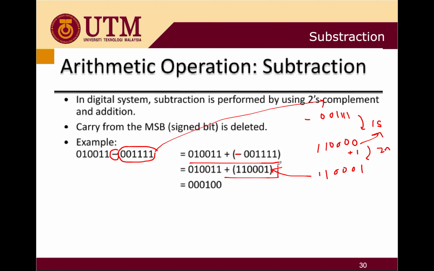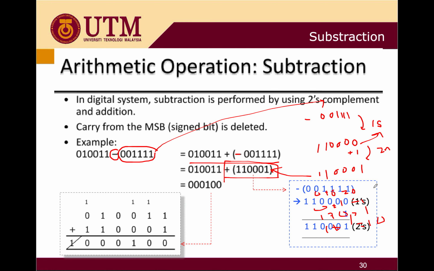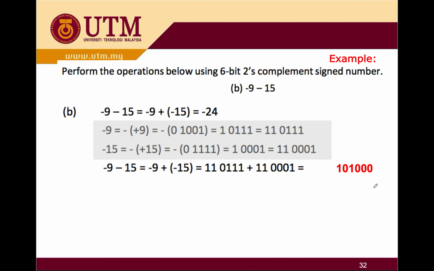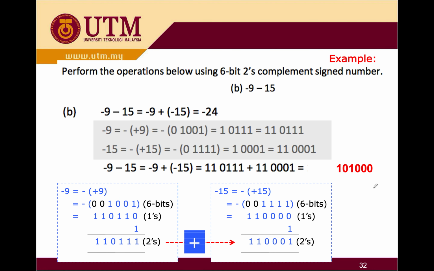Then you just add using the same adding operation. 0 plus 0, you will get 0. 0 plus 1, you get 1. 1 plus 0, you get 1. And then 1 plus 1, you get 0. So there is the example. You might also try on your own, because it's quite simple. Just change into complement and add it, until the end of this slide.